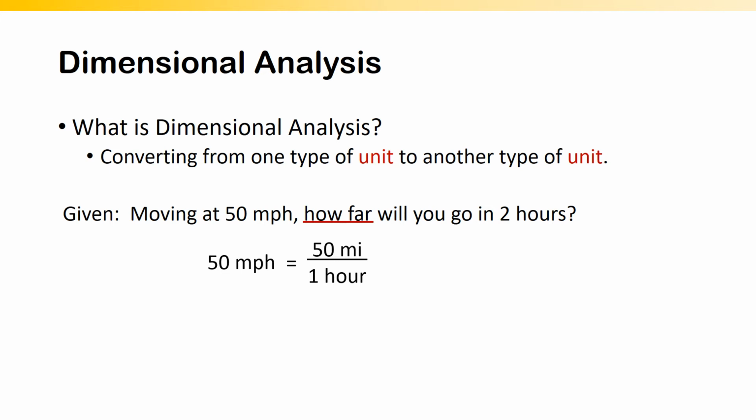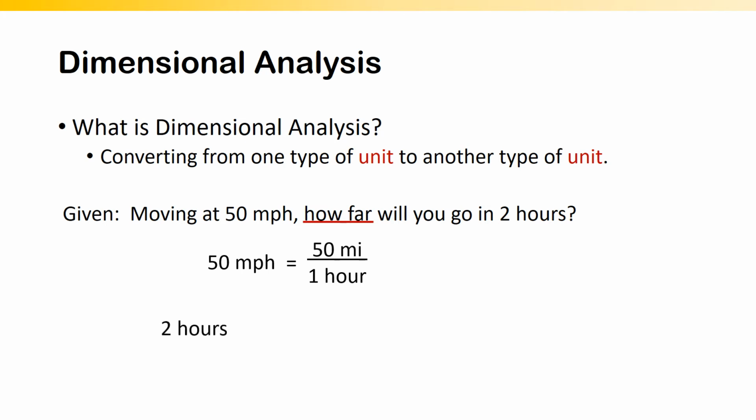This rate of speed is establishing a relationship between two different types of units, the mile, which is a measure of distance, and the hour, which is a measure of time. And with this ratio, we can answer the question, how far is being traveled, given that we're traveling for a particular amount of time, in this case 2 hours. Let's set up an equation that shows us how we get this answer.